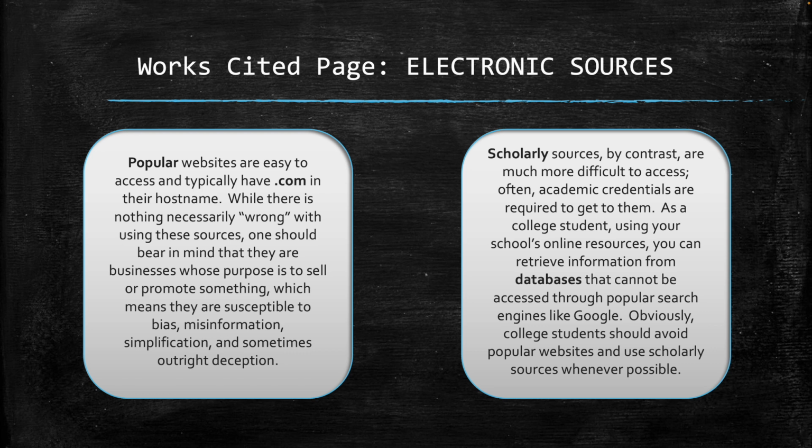Scholarly sources, by contrast, are more difficult to access. If you've ever been trying to do some research on the internet and you run into a paywall, or you have to wind up registering, filling out forms and things to get access to information, chances are that's a scholarly source. And academic credentials are often required to get to these. As a college student, using your school's online resources, you can retrieve information from databases that cannot be accessed by the general public through popular search engines like Google. Obviously, as a student, you should avoid popular websites and use scholarly sources whenever possible.